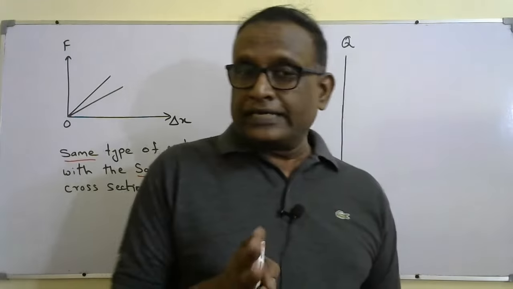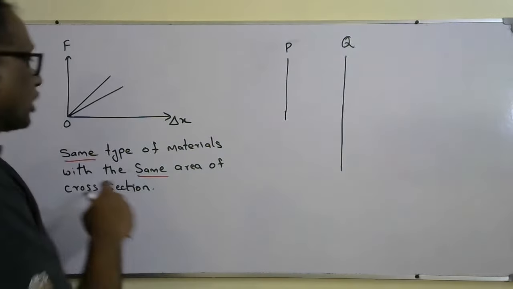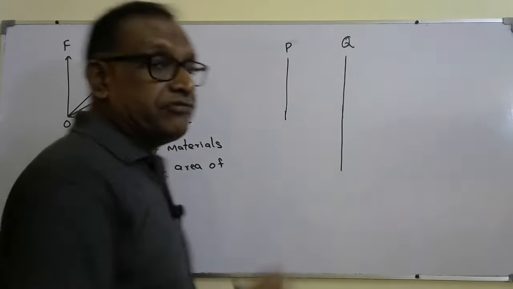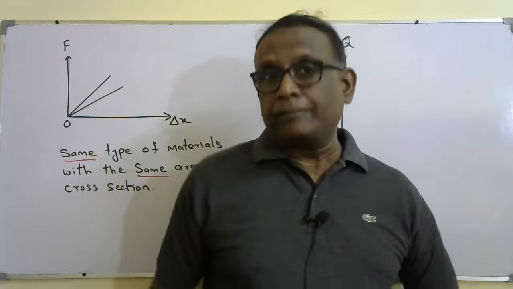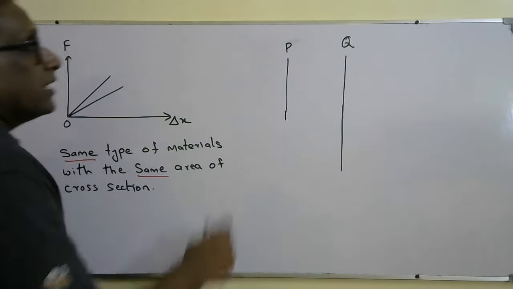Both graphs will pass through the origin. If you do the practical within the elastic limits, both graphs will pass through the origin, but they will have different gradients. That means they have different stiffness. They are made of the same material, the only difference is they have different lengths.